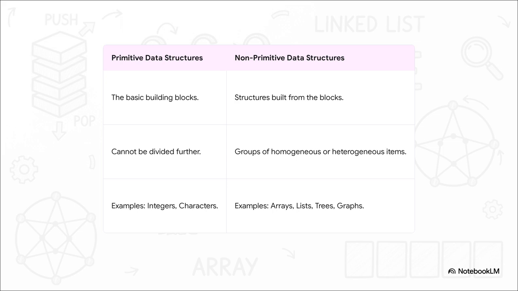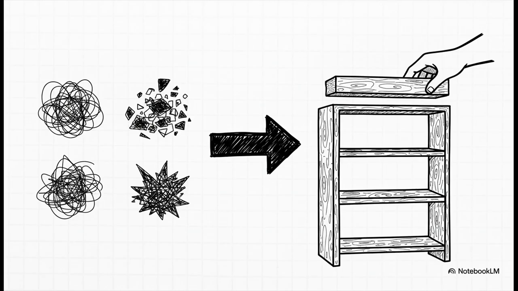Then, on the right, you have the non-primitive structures. These are the cool things you actually build, the organizational systems like arrays and trees that we construct using those bricks. And that's really where our focus is going to be. The real power, the organizational magic that makes everything tick, it's all in these non-primitive structures. These are the shells we're about to build.